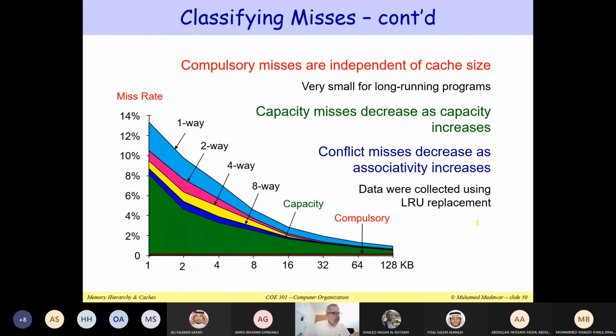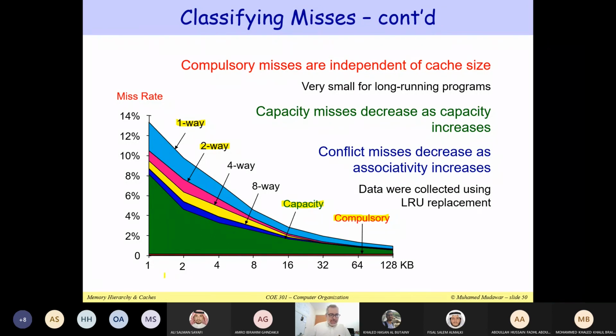Anyways, people have done a lot of simulation on caches and found how we can reduce the miss rate. Starting with one way means that the cache is directly mapped. 2-way set associative means that we have 2 blocks inside the set. Now notice that this small line here at the bottom, these are the compulsory misses. The one shown here in green is related to the capacity.